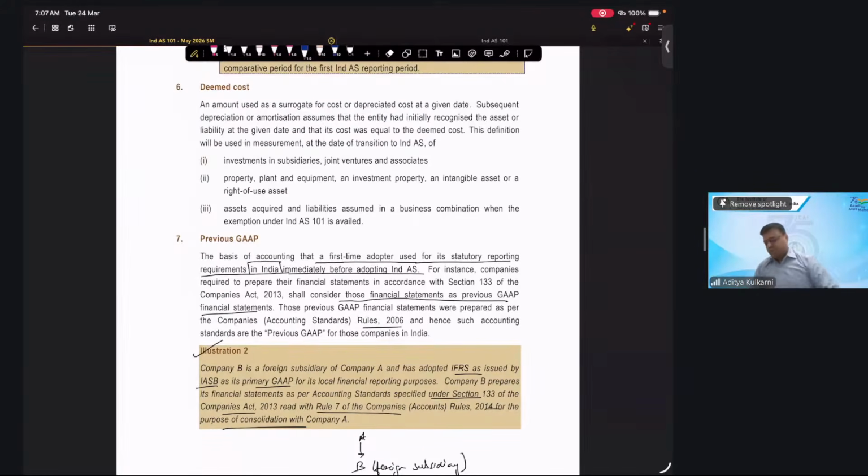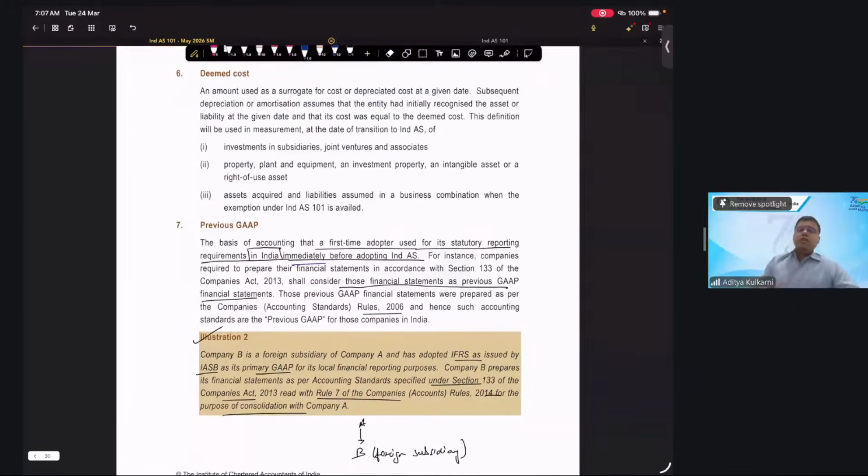Okay. So that is your previous GAAP. So, basis of accounting that a first-time adopter used for its statutory reporting immediately before adopting Ind AS. That becomes your previous GAAP. So, you are going to convert from previous GAAP into the current Ind AS financials. So, that is the meaning of previous GAAP. Okay, now we move on to the next one. We covered three important definitions. First, Ind AS financial statements, date of transition, and previous GAAP.